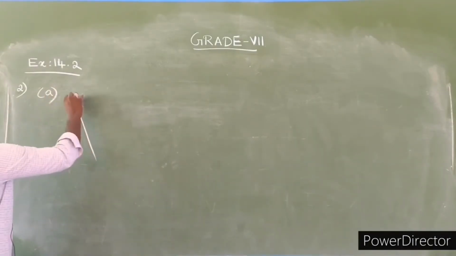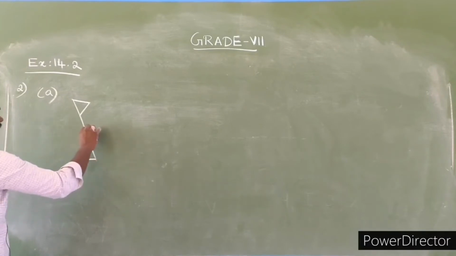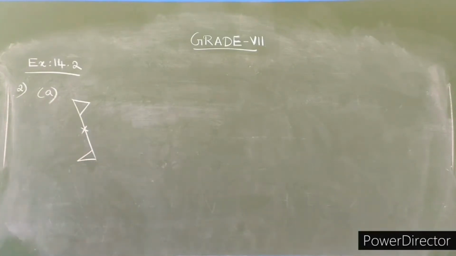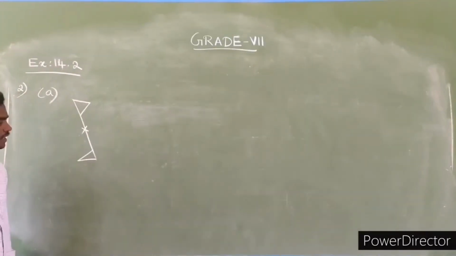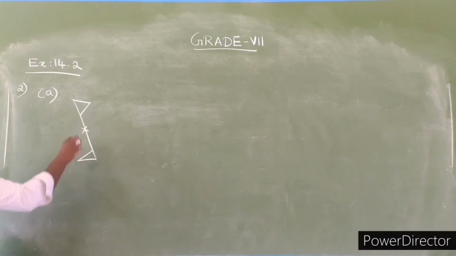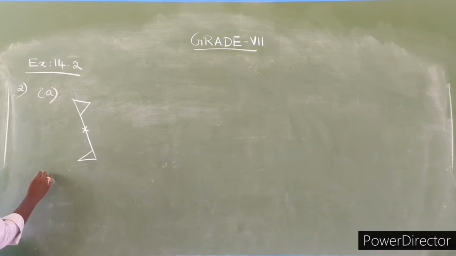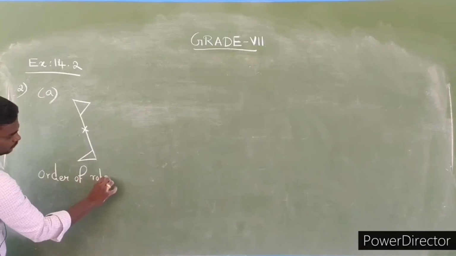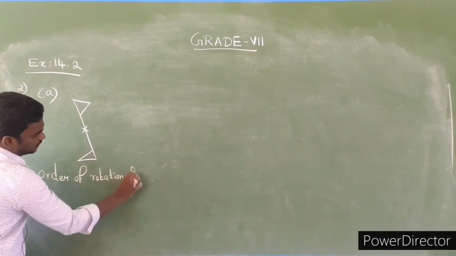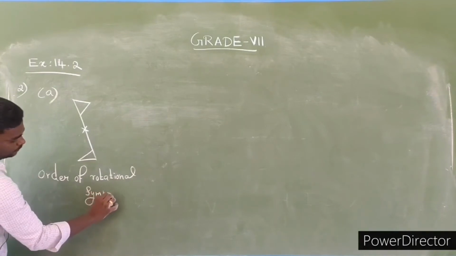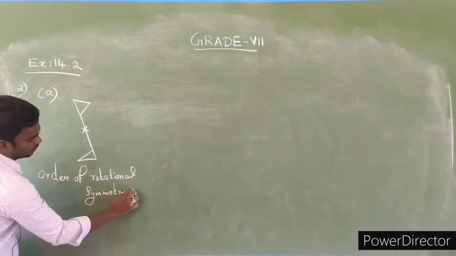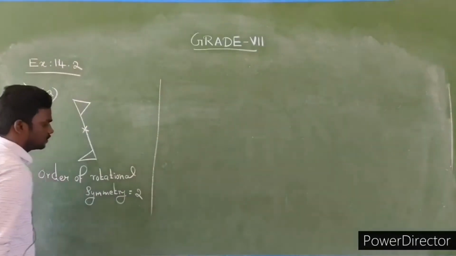A question. The diagram is given. We want to find the order of rotational symmetry. What is the order of rotational symmetry for this diagram? We know a complete revolution is 360 degrees. How many times does it become the original position? We have 2 times it becomes the same position. When we rotate 180 degrees, the shape becomes the same position. Again we rotate 180 degrees, the shape goes to the original position. So what is the order of rotational symmetry? The order of rotational symmetry is 2.